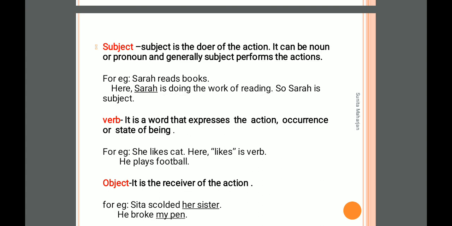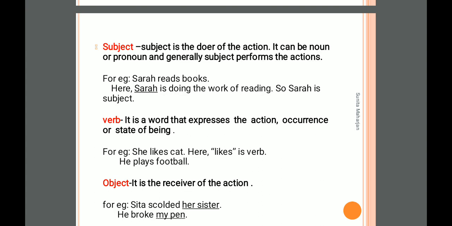Secondly, verb. Verb is also known as the action word or action. Verb is a word that expresses the action, occurrence, and or state of being. The subject is connected with the object through the help of verb. That's why verb plays a vital role in the sentence. For example, she likes cat. Here, likes is a verb. He plays football. Here, plays is the verb.